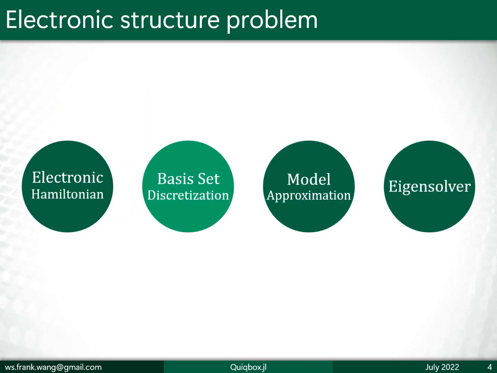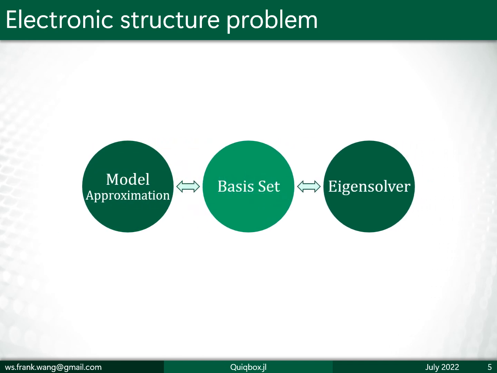A generalized procedure of solving the electronic structure problem can be summarized as follows. Given an electronic Hamiltonian, one would need to perform a basis set discretization of the Hilbert space it lives in, and then one can apply a model approximation to simplify the problem, and finally apply an eigensolver to solve for the eigenstate. As we can see, the design of a basis set will affect the performance of the later model approximation and eigensolver. So it would make sense to develop a systematic study or toolbox to provide tailored basis set design for different model approximations and eigensolvers.